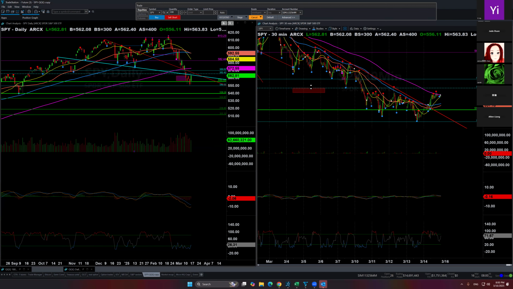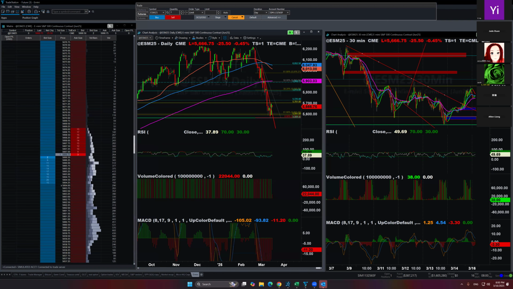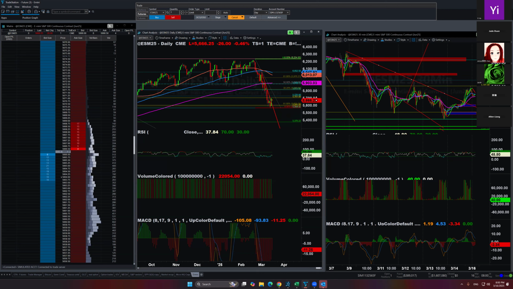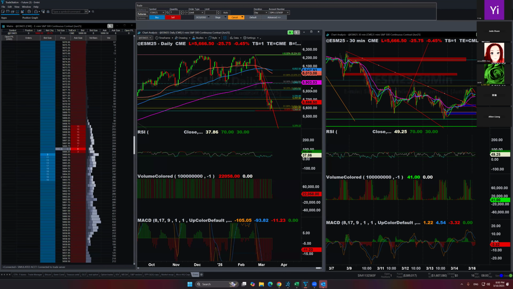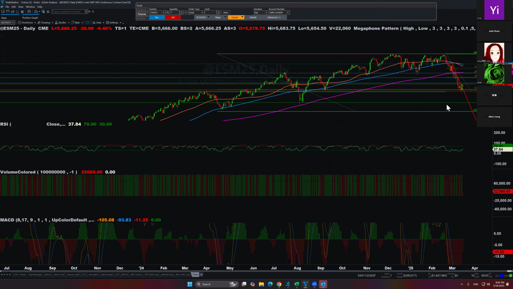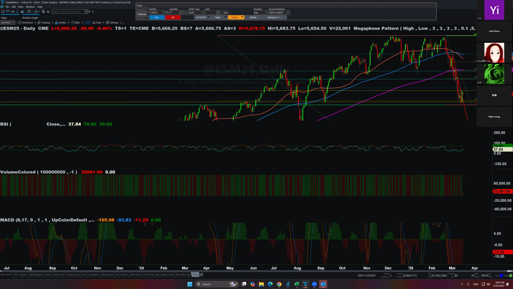Okay, so ES, we changed to the M contract, and it's 53 points higher than the H contract. Anyway, on the left-hand side you see the daily chart. We dropped to the 61.8% retracement from the August low. We dropped to 5,600 on the new contract. 5,504 was the old contract.